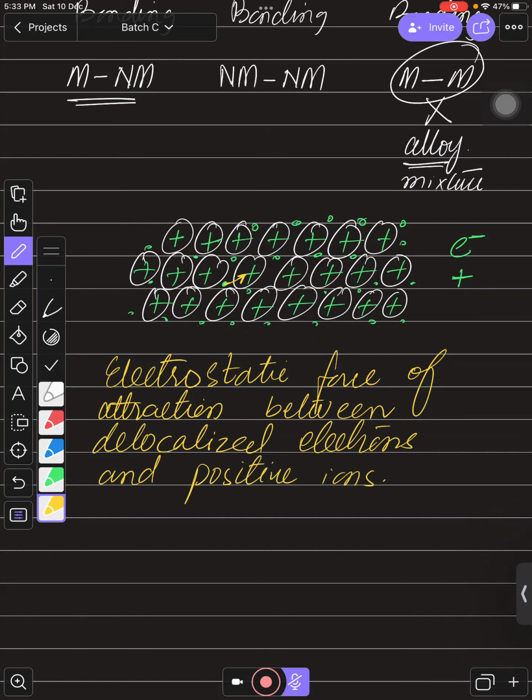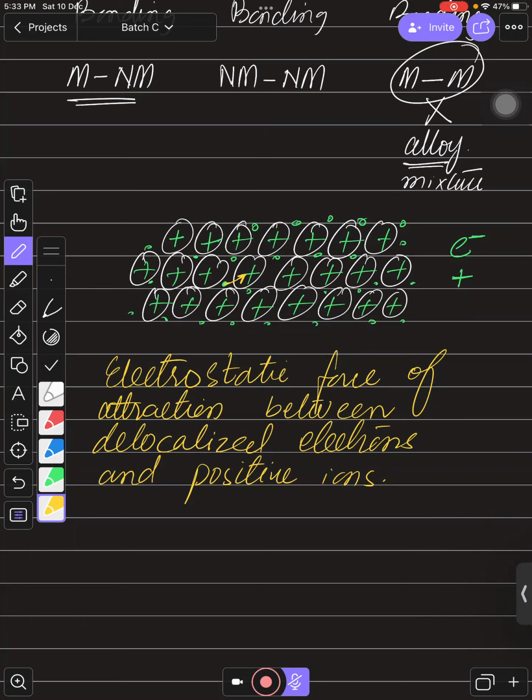This time, positive ions and negative particle, right? Positive ion and negative particle. So metallic bonding is actually the force of attraction between opposite charged particles. So you can say electrostatic force of attraction. You cannot call them intermolecular force. Keep in mind, you cannot call them intermolecular forces between the molecules. You need to call them electrostatic force of attraction between delocalized electrons and positive ions.